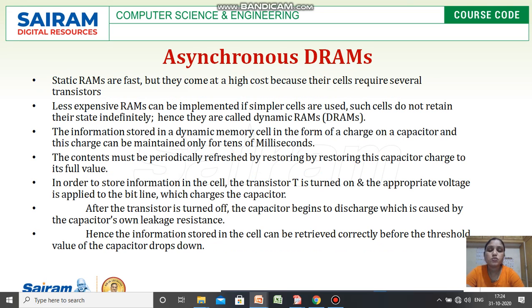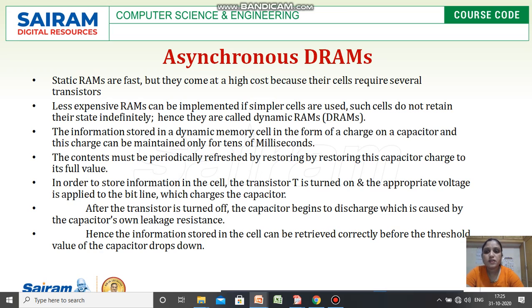DRAMs means dynamic RAM memory. In dynamic RAM memories, again we have two different types, asynchronous and synchronous, and we'll see them one by one. Static RAMs are fast, but they come at a high cost, because of the transistors and the inverters which are used.